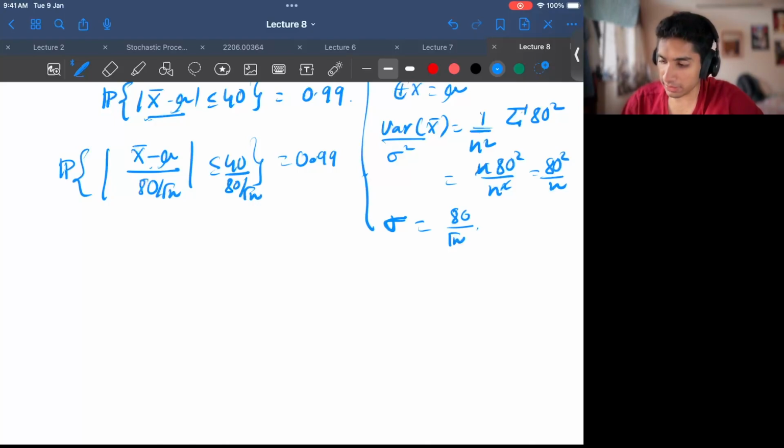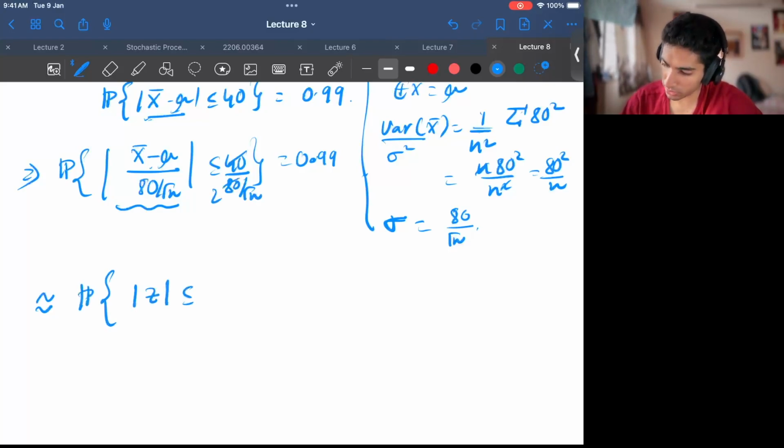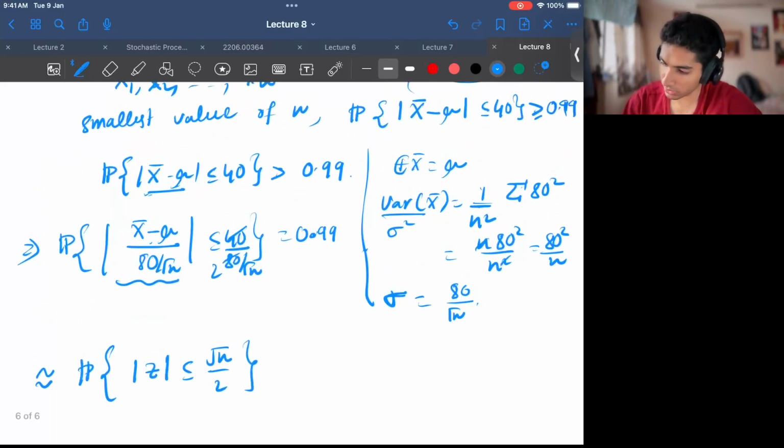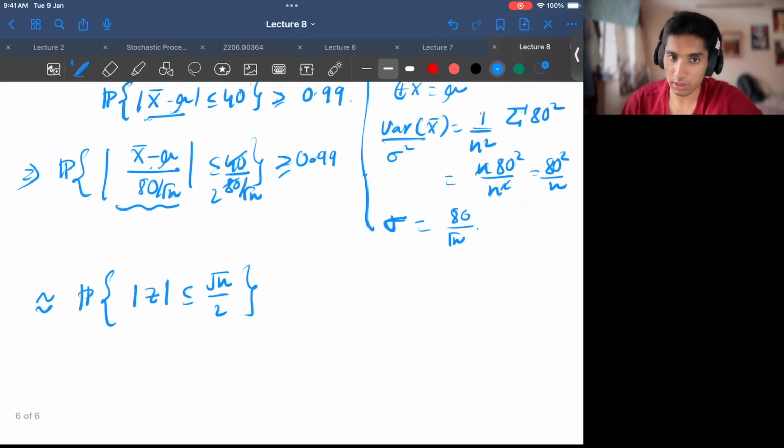Now, after doing this, by using the central limit theorem, you can call this your standard normal random variable. So approximately this thing will become mod of z less than equal to 40 root n by 80, and so this will become root n by 2. Also this was greater than equal to, so this thing is greater than equal to 0.99, where z is normal 0, 1.